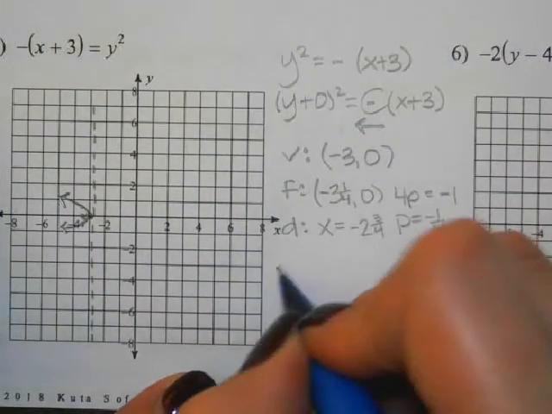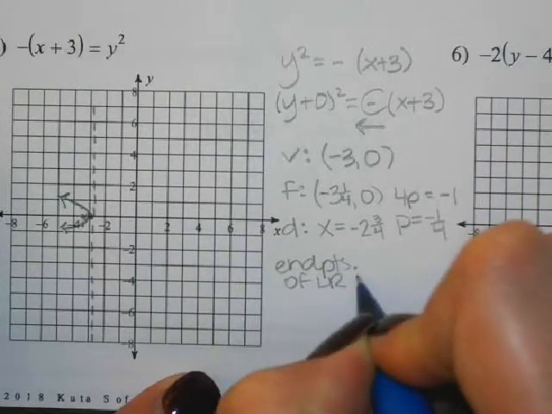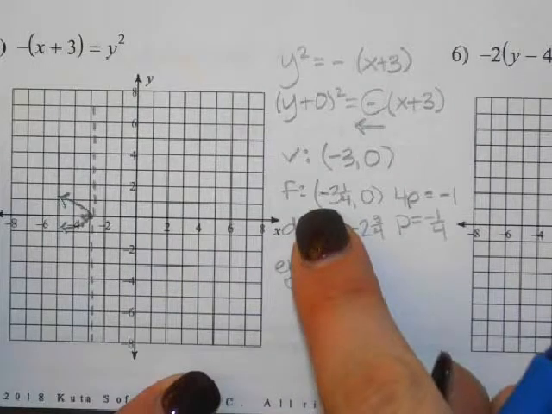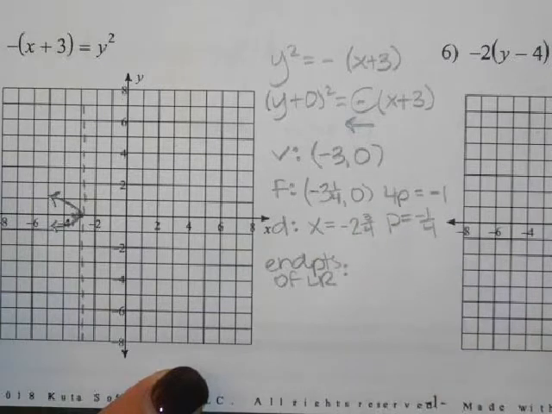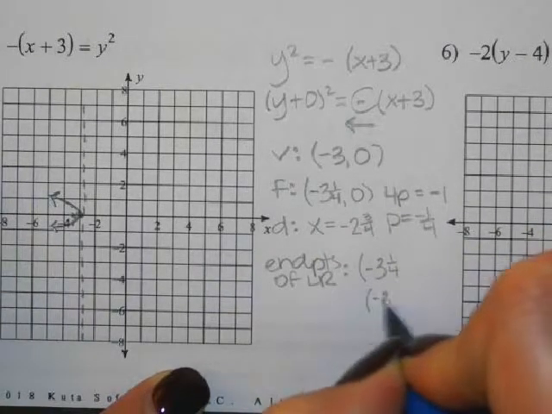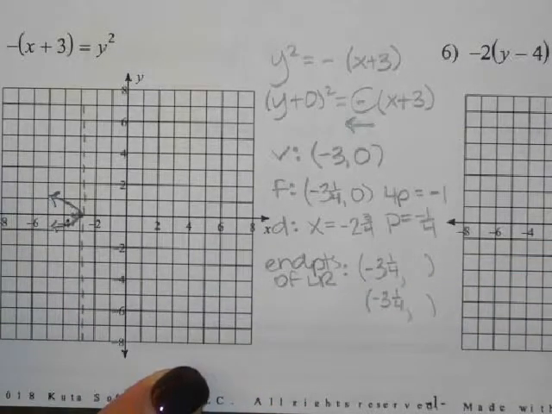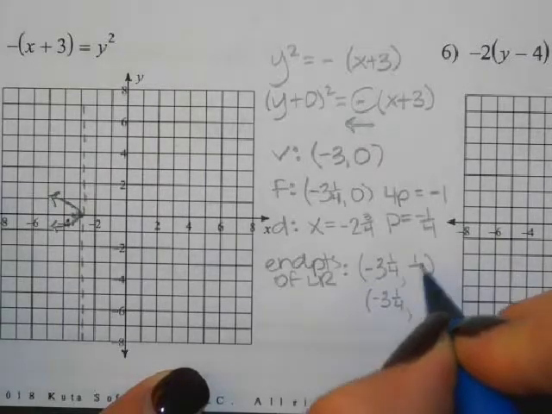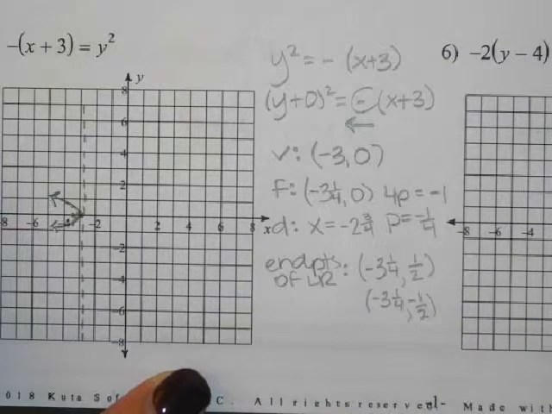And then we have to think about how to write those points. So we started at the focus. The x-coordinate is going to stay the same, but we went up 1/2 and down 1/2. So I'm keeping my x-coordinate. What should I write for up 1/2 and down 1/2? So positive 1/2 for up 1/2, negative 1/2 for down 1/2.